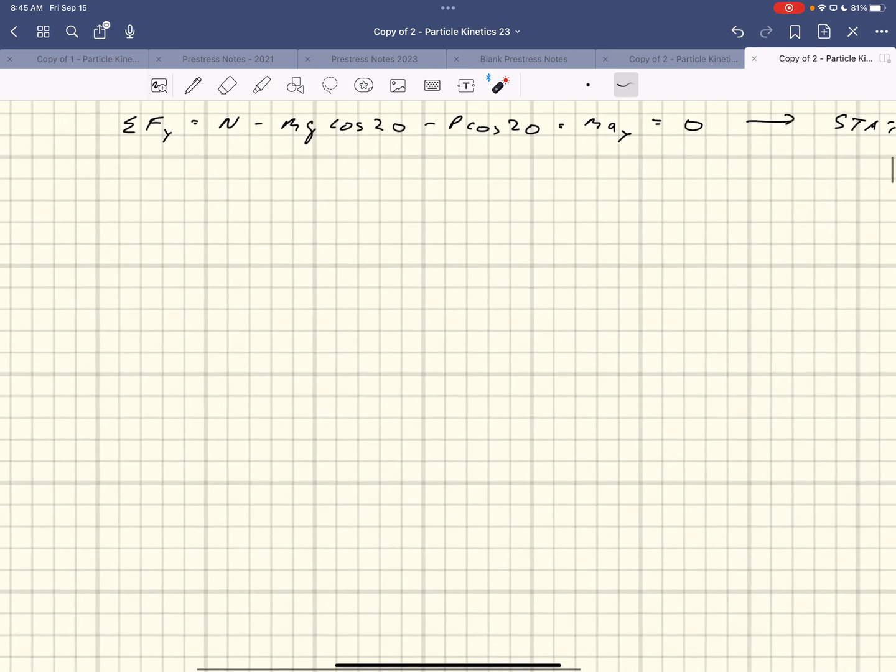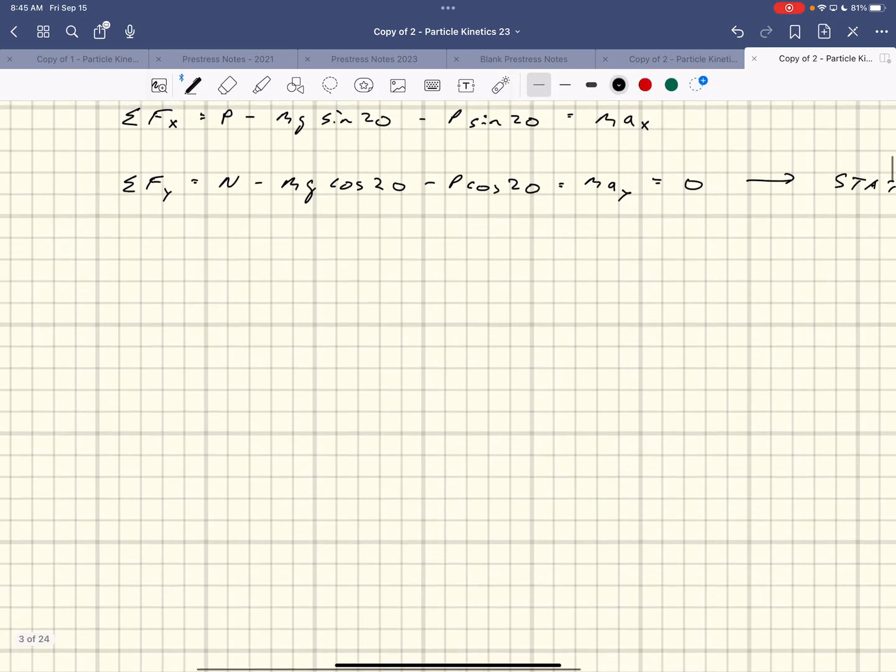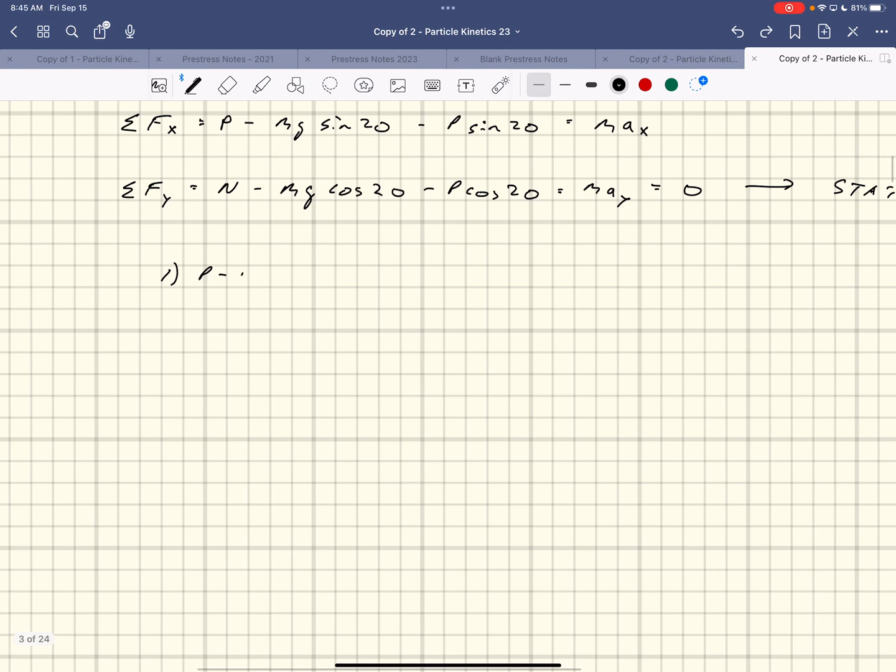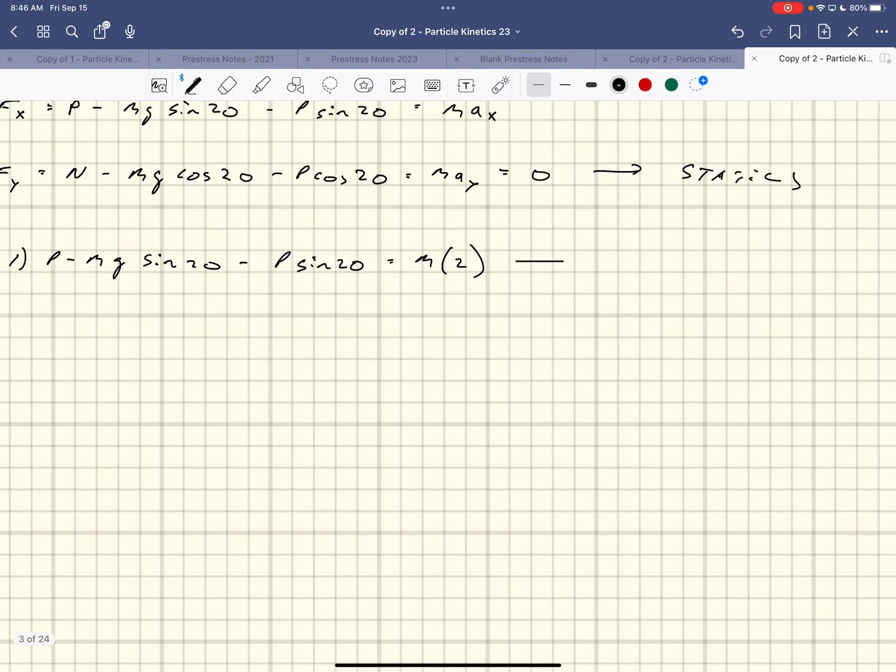So what that'll look like for the first part of the problem, what you do is you say this. You say P minus mg sine 20 minus P sine 20 is equal to our mass times 2. This is accelerate up.